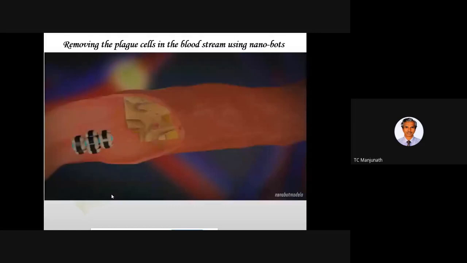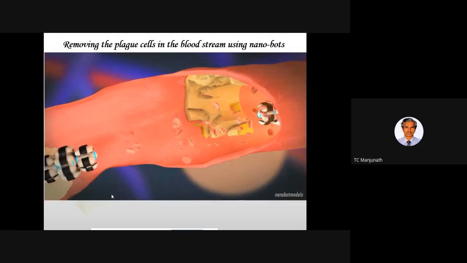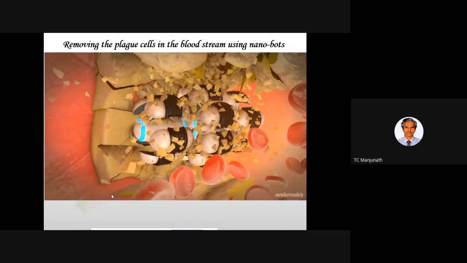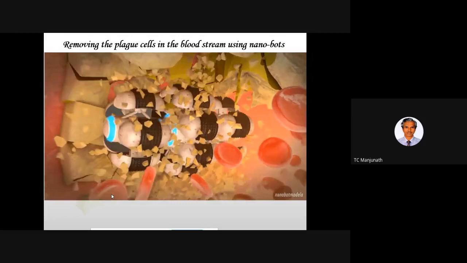It goes there, you can see the cholesterol content, how the artery has been blocked. It rectifies everything and comes out. There you can see all the fatty contents have been removed. This is similar to angioplasty, putting a wire inside the mouth, inside the nose, and putting a stent and all.